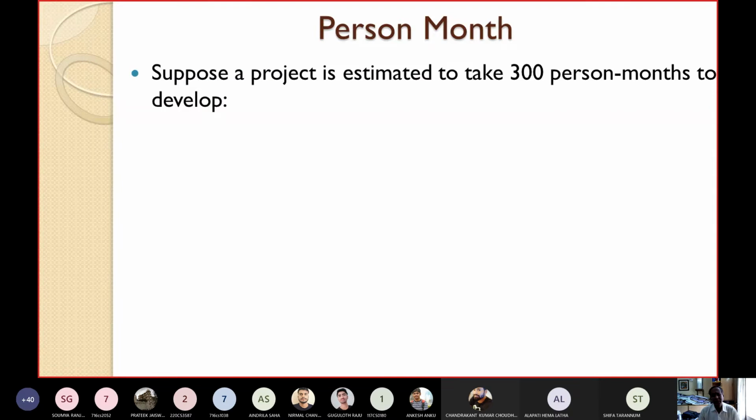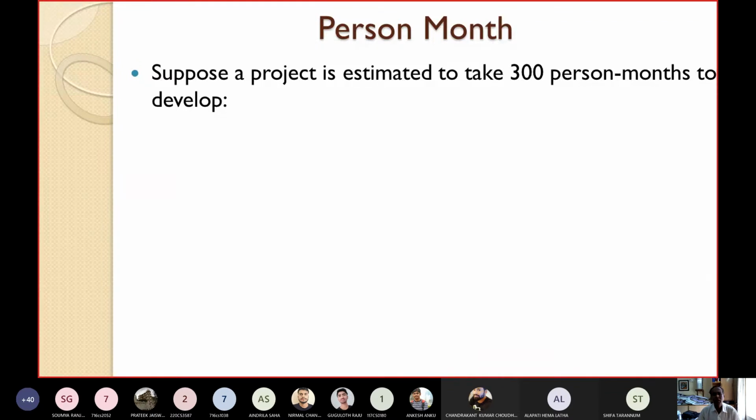Before that, the effort is measured in a term called PM, where PM stands for person month. Normally the effort is expressed as PM. You must understand this, very important. It's not equal to month meaning 30 days. Now let's see what we mean by person month. Very often it is asked in the examination.